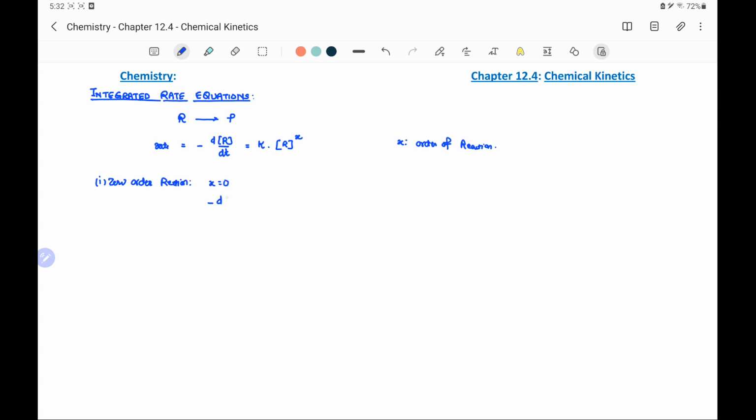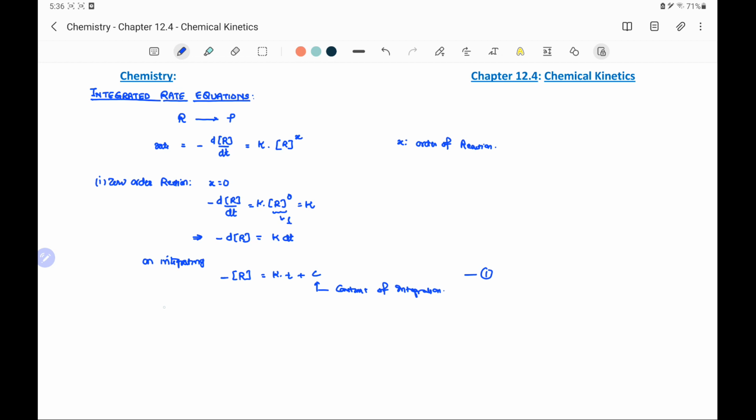So the rate, minus dR by dt, will be equal to K into R raised to power 0, and this R raised to power 0 will be 1, so it is equal to K. This implies that minus dR will be equal to K dt. On integrating, it will be minus R equal to K into t plus C. Here C is the constant of integration. Suppose this is equation number 1.